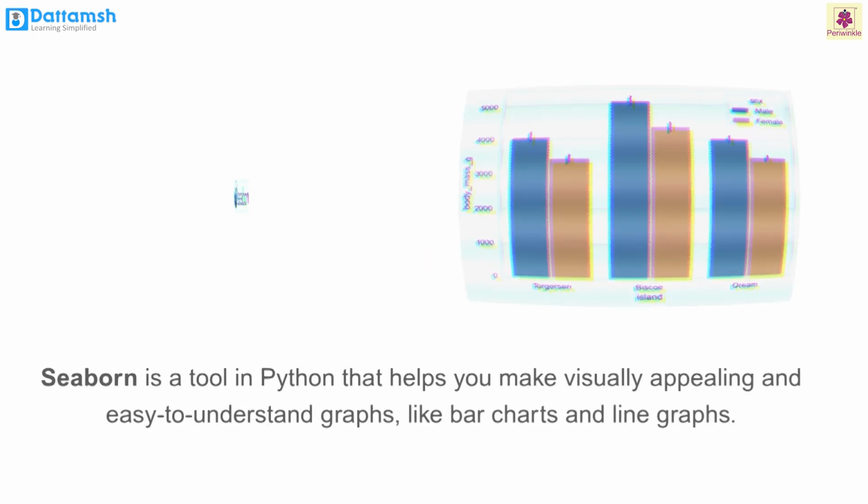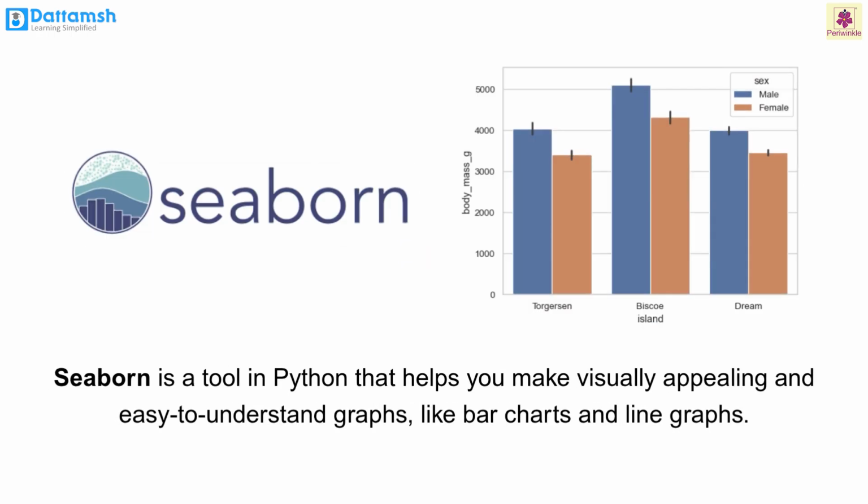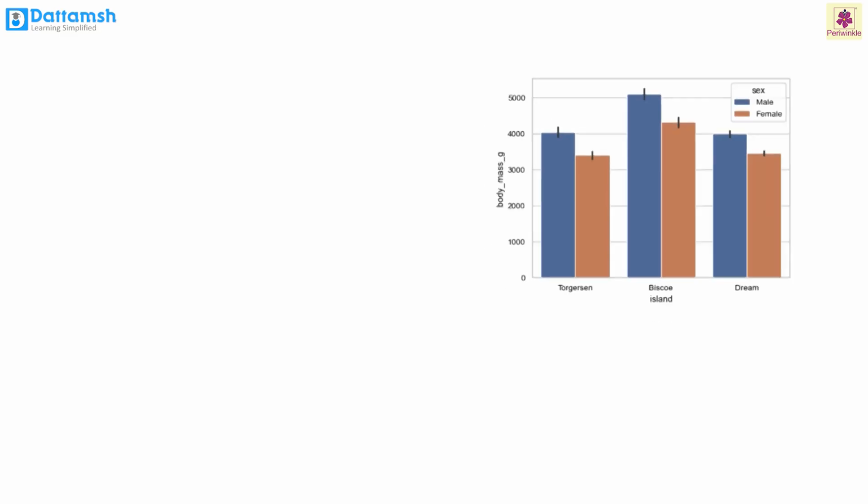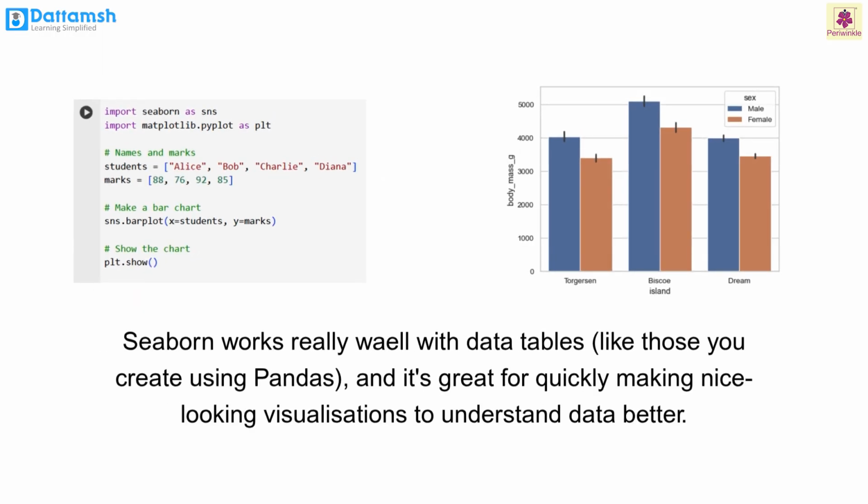Seaborn. Seaborn is a tool in Python that helps you make visually appealing and easy to understand graphs like bar charts and line charts. It's built on top of Matplotlib, but it makes creating graphs even simpler. Seaborn works really well with data tables, like those you can create using Pandas. And it's great for quickly making nice looking visualizations and understanding data even better.